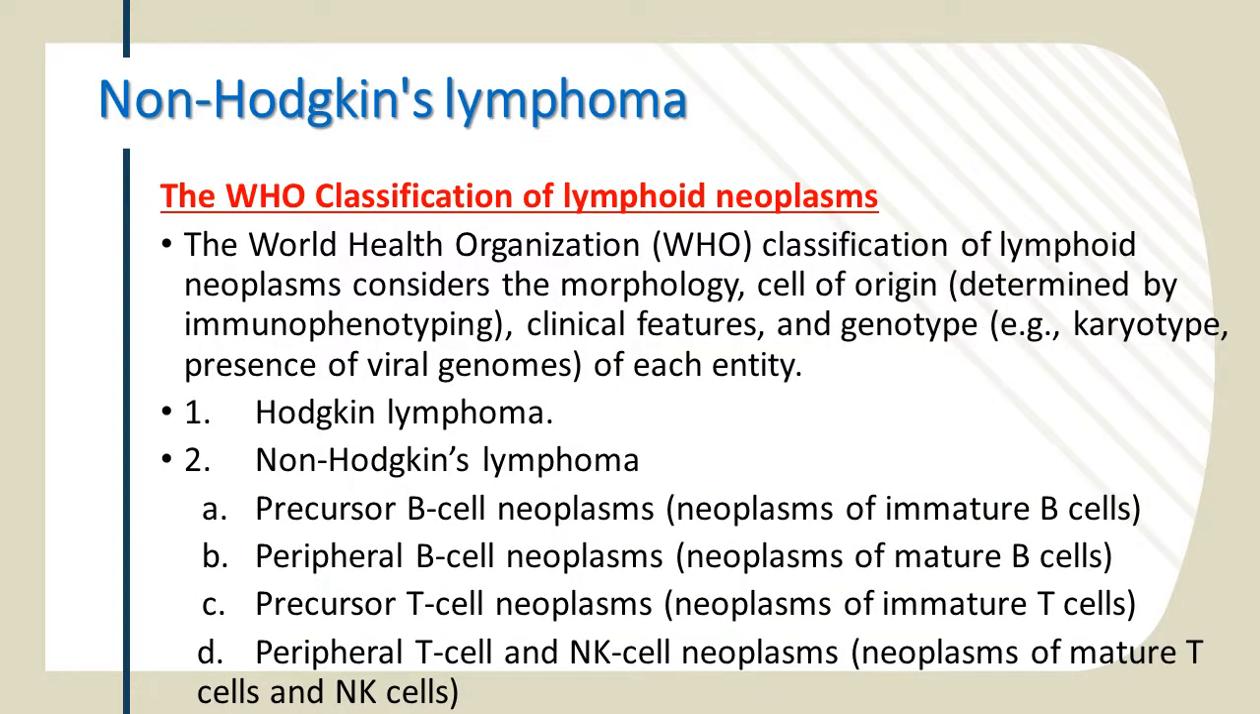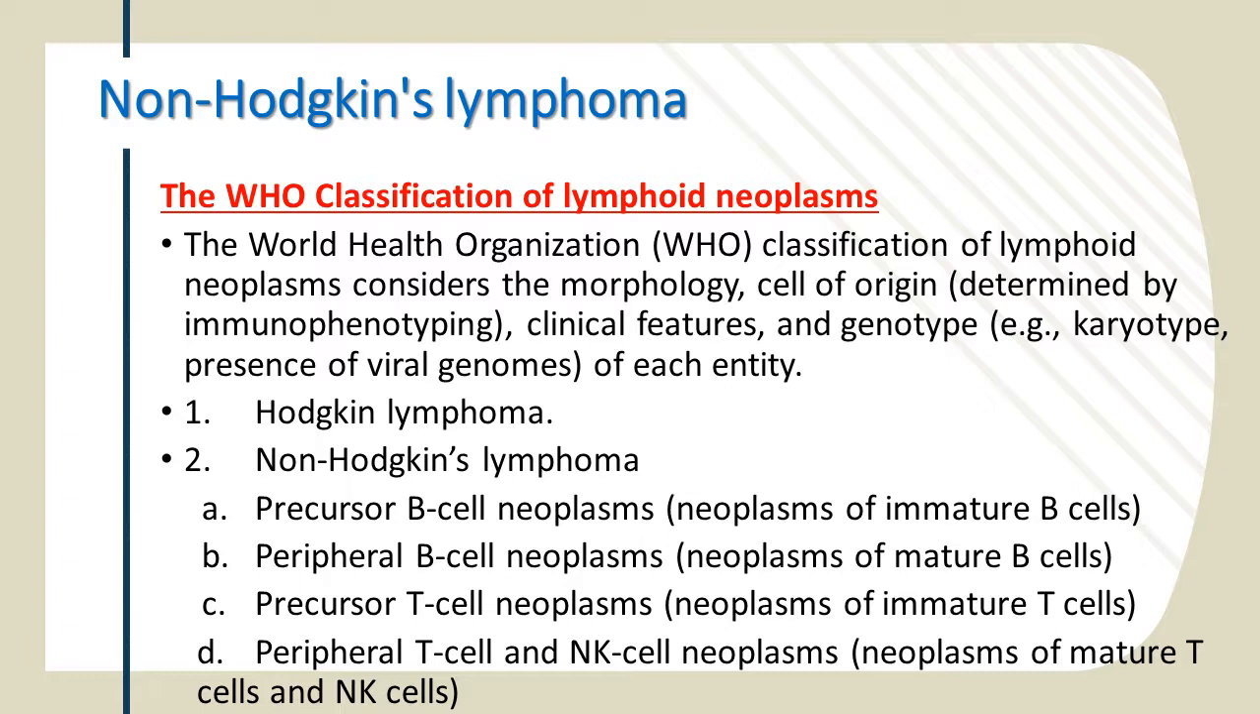What is the WHO classification of lymphoid neoplasms? The WHO classification of lymphoid neoplasms considers for each entity the morphology, cell of origin, which is determined by immunophenotyping, clinical features, along with the genotype, for example karyotype and presence of viral genomes. And these are Hodgkin lymphoma and non-Hodgkin's lymphoma.